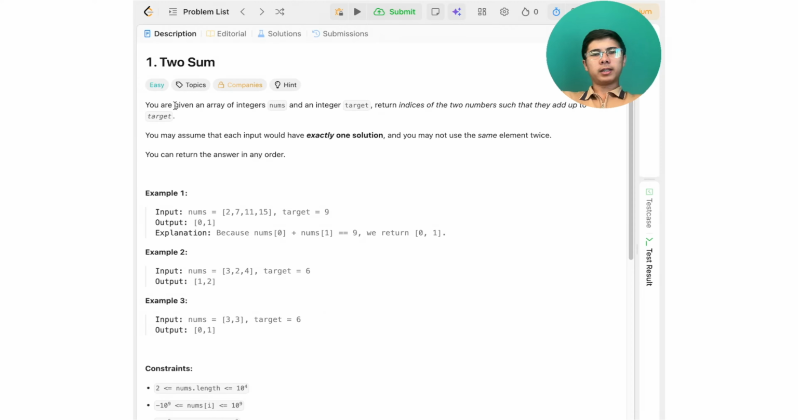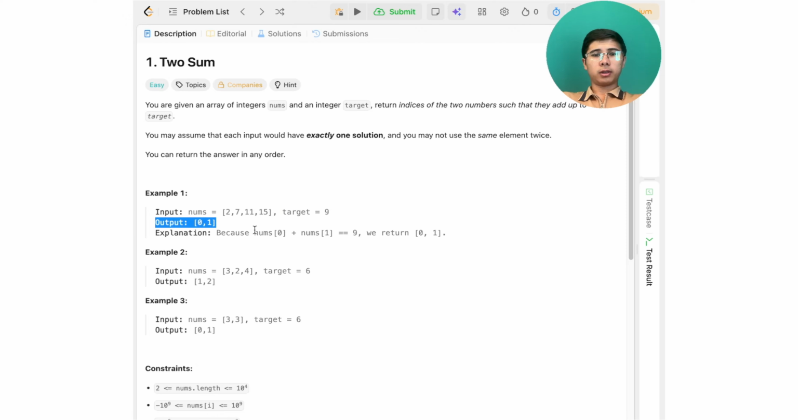So we are given an array of integers, which is called nums, and an integer target. These are 2 inputs, and we need to return the indexes of the 2 numbers such that they add up to target. That means, in example 1, we can see the input is nums equals 2, 7, 11, and 15. Target is 9. That means the output is 0 and 1.